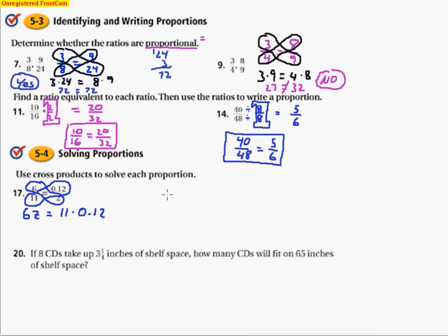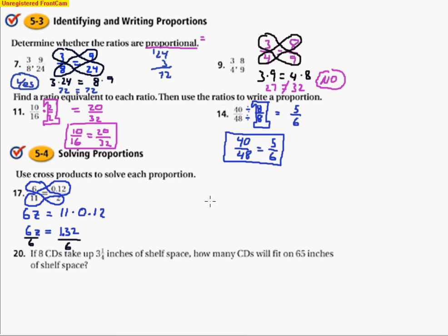So what we'll have to do is multiply. I know 11 times 12 is 132. But I need to move that decimal over 2 spaces, so that's going to make 1.32. And then I have 6z. So what I need to do next is solve by dividing, and divide by 6 on both sides.